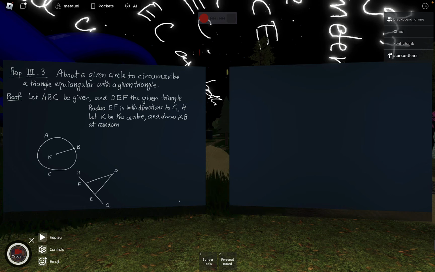Okay, so on the straight line KB, at K, let BKA be constructed, now A exists, equal to DEG. So that's DEG here, and I guess I should at least vaguely match up the angles. So that's there. And BKC equal to DFH. So that's prop 1.23. BKC.